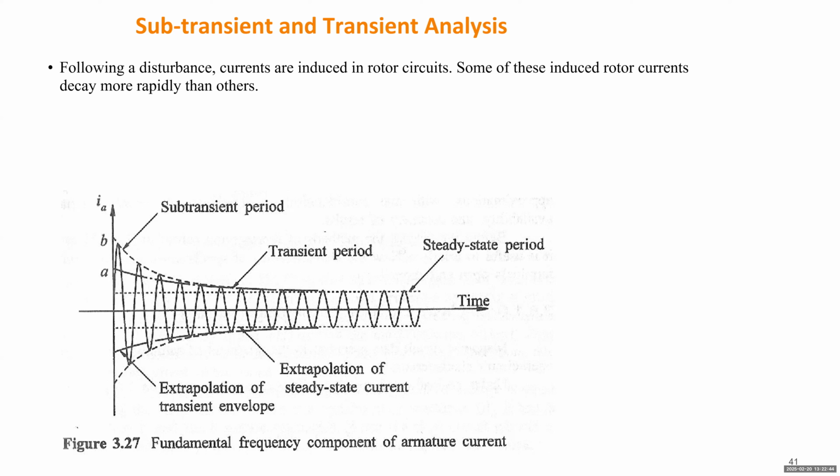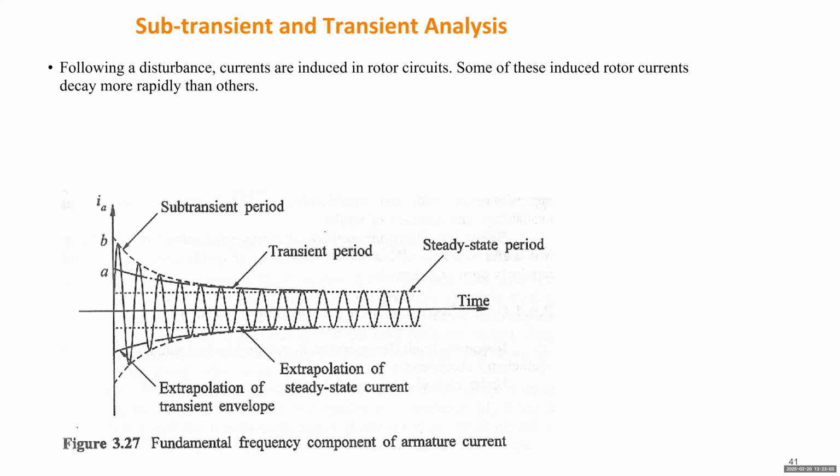If now we assume the current changes at the frequency of 60 Hertz, you see the first swing will be much higher, because that represents some transient dynamic after the contingency. But after a while, the waveform will go back to the steady state value.